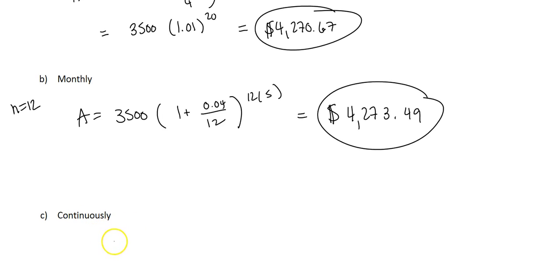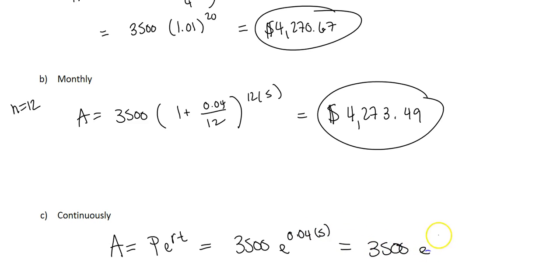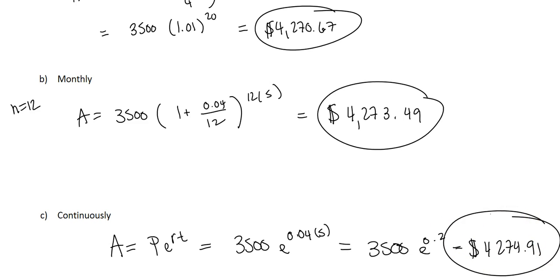And if this was continuous compounding, I would use the Pert formula. So this would be 3,500 times e to the 0.04 times 5. So this is e to the 0.2, which is $4,274.91. That's as if you're constantly compounding interest on your account. You can see that it does raise a little bit, but this is the maximum that you would get out of an account with that interest rate in that amount of time.